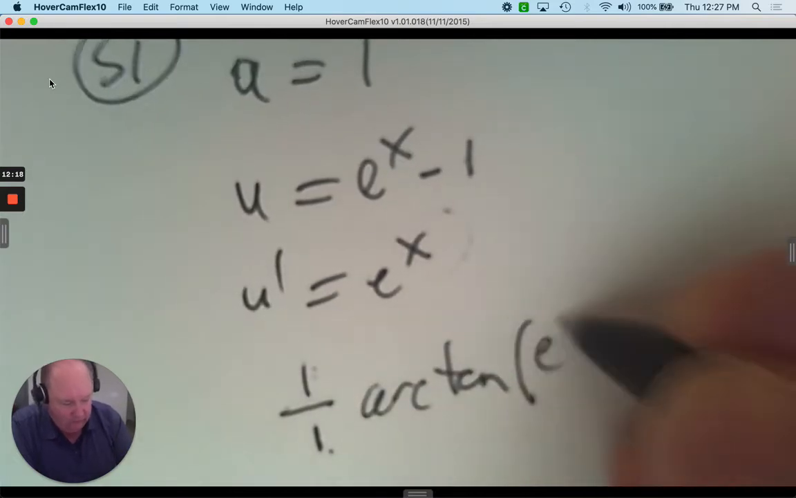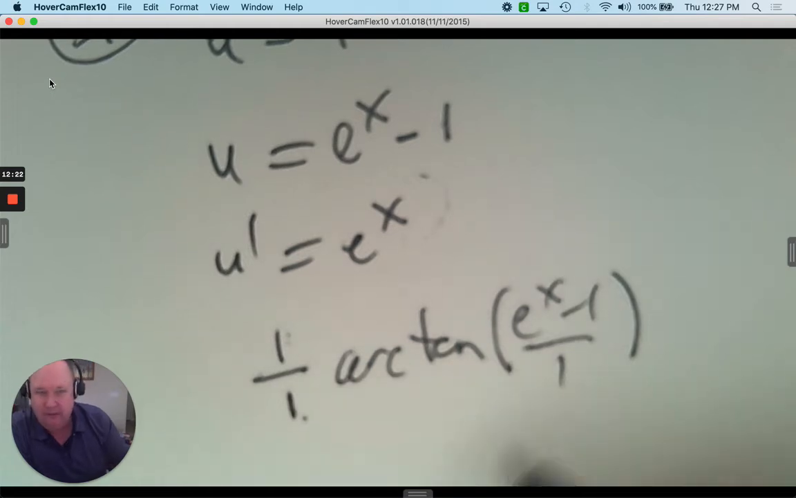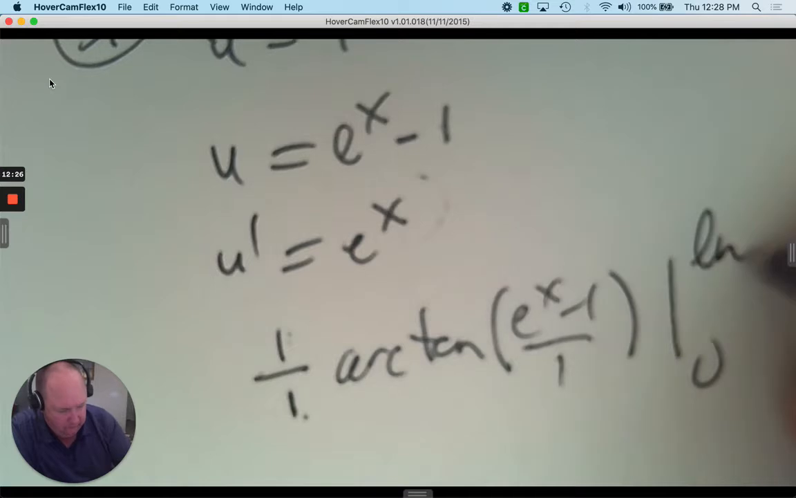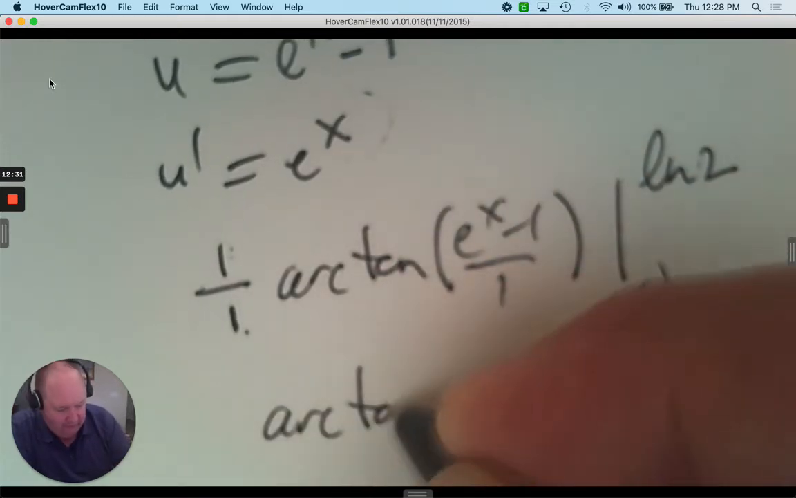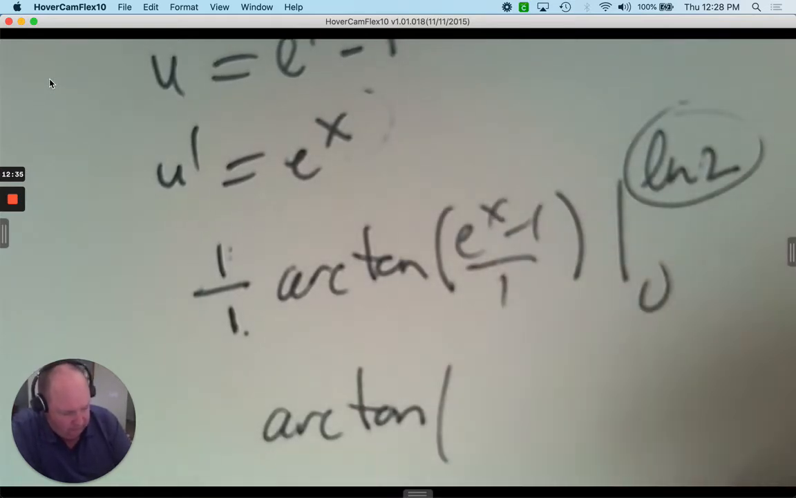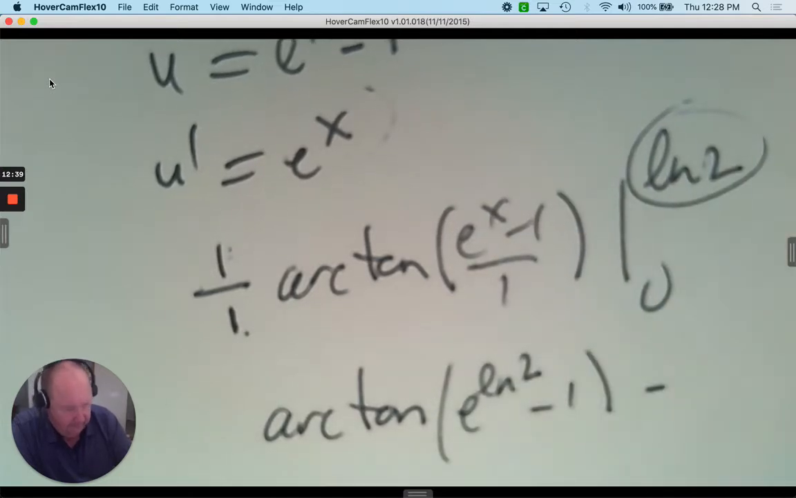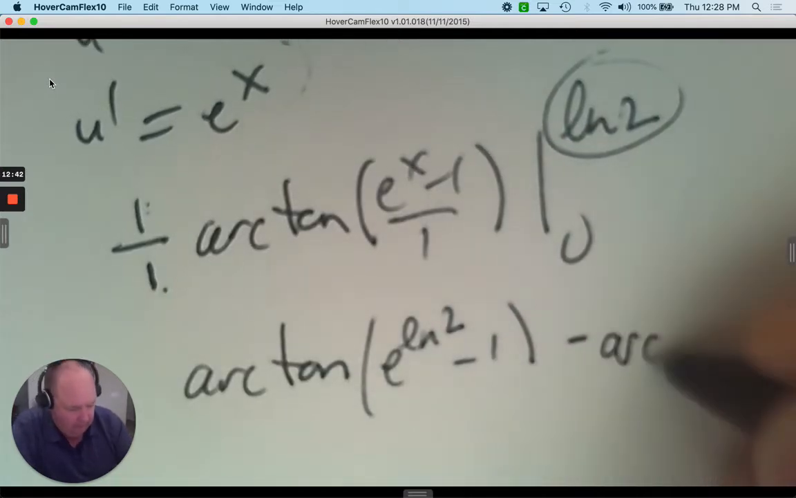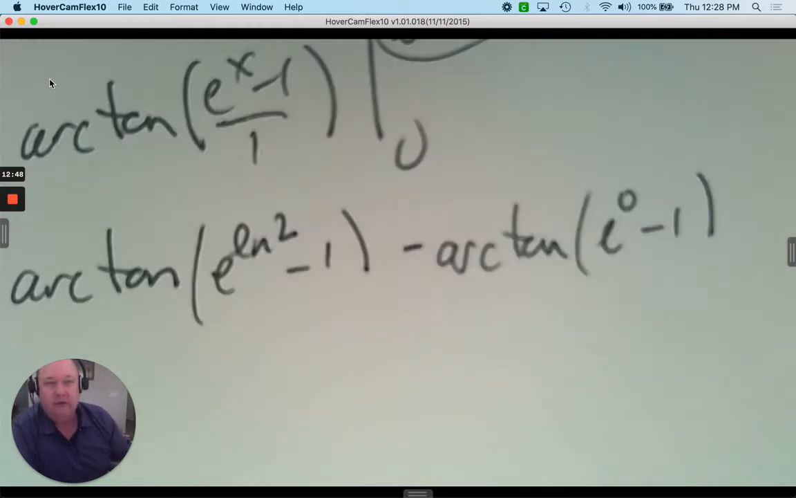Arctangent, and then it's u over a. So the 1's in the denominator don't change anything. And then I'm integrating from 0 to ln 2. So really what I have is arctangent, and I'm going to plug ln 2 in first. So e to the ln 2 subtract 1, and then subtract arctangent of e to the 0 subtract 1. So that's what I have so far.